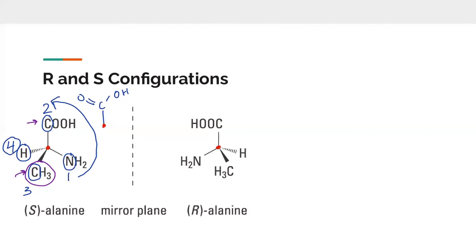So if 1, 2, and 3 are counterclockwise, then we have configuration S. In this case, we have 1, 2, 3, 4. And if 4 points backwards, then we have 1, 2, and 3 being clockwise. Therefore, this is R-alanine.